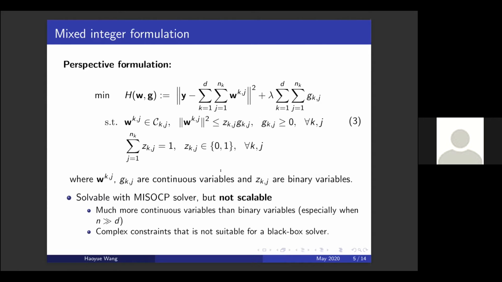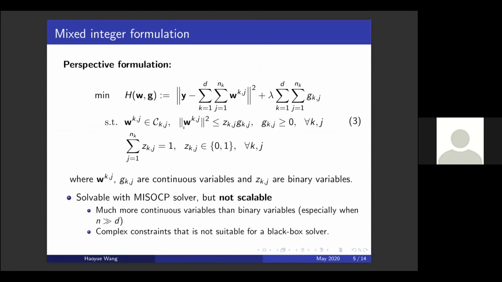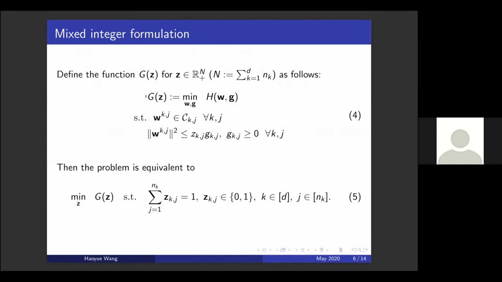So how do we do that? Basically, we will decompose this problem into two stages. We define the function g of z as a partial minimization with respect to the continuous variables w and g. Remember that the function h is the objective in the last formulation, so it's this objective. Once we define the function g, we can reformulate the problem as a minimization of g over these binary variables. At a high level, our method is to use a version of the cutting plane method for problem 5. To do that, we have to evaluate the gradient of g in each iteration. So we have to solve problem 4 to compute the gradient there.